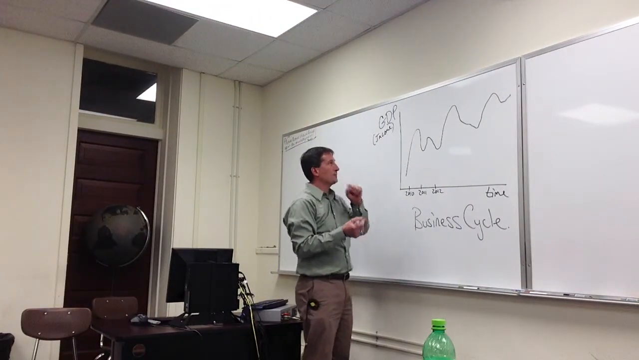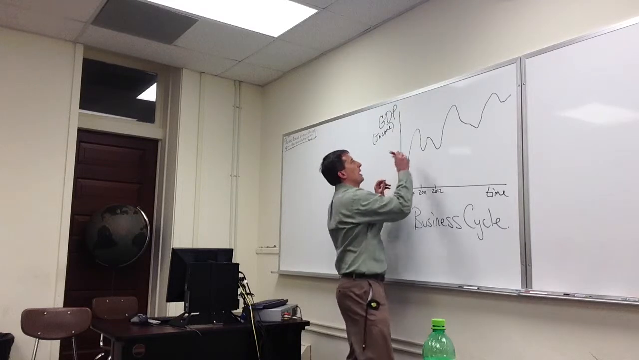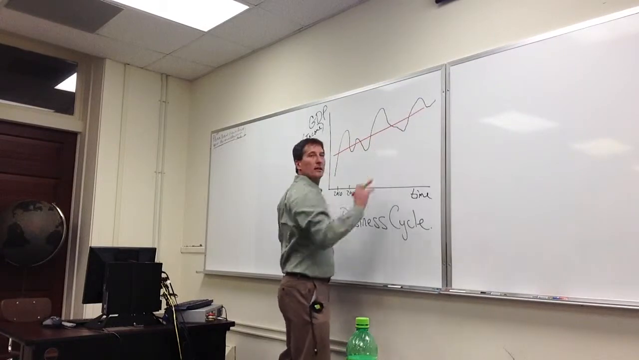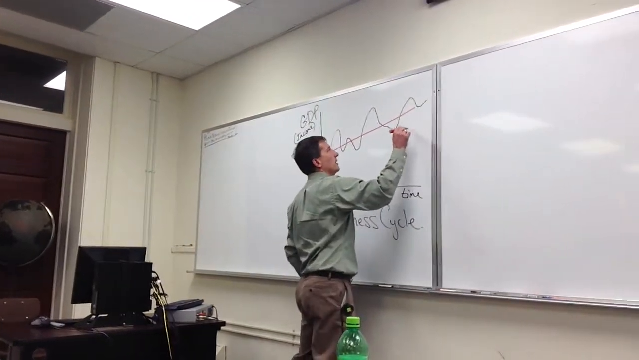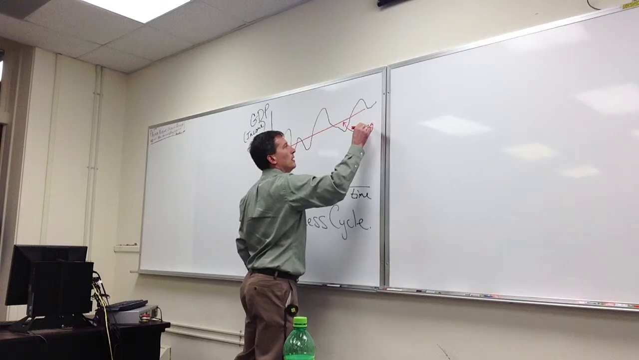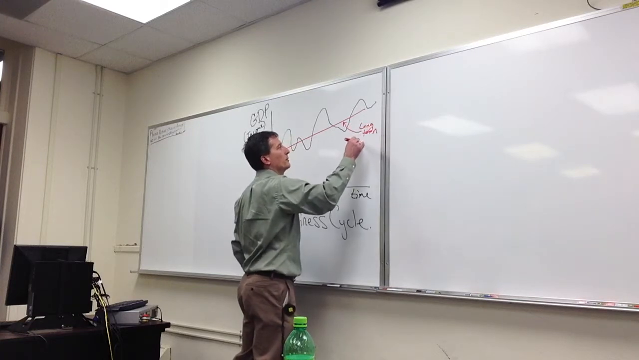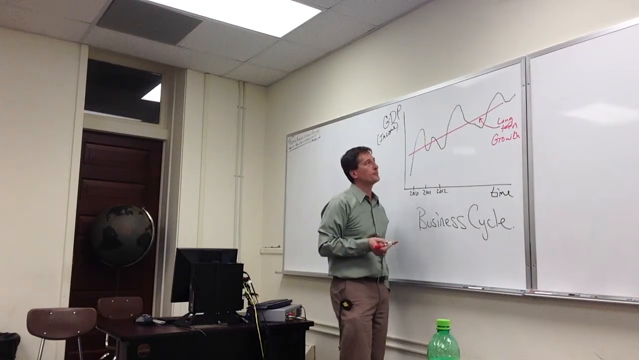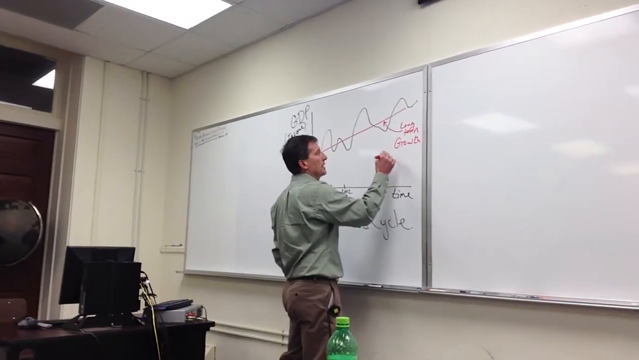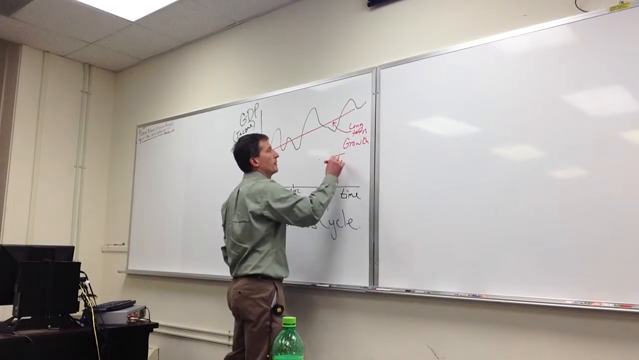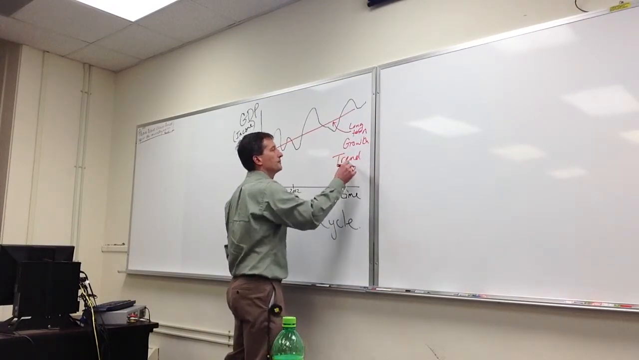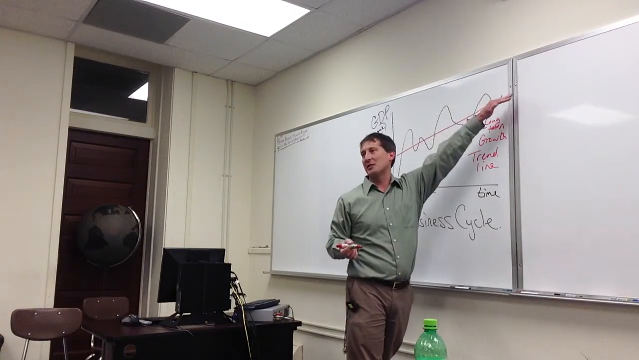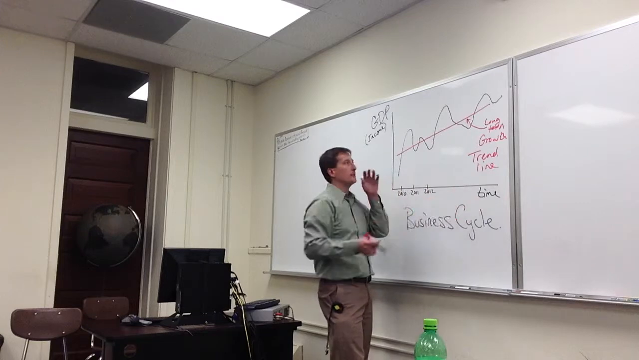And so over time, we hope that on average, GDP is growing. So if we think about the long-term growth, it's really an average over time. We might refer to this as a trend line. The trend line. We hope that that has an upward slope to it over a longer period of time.